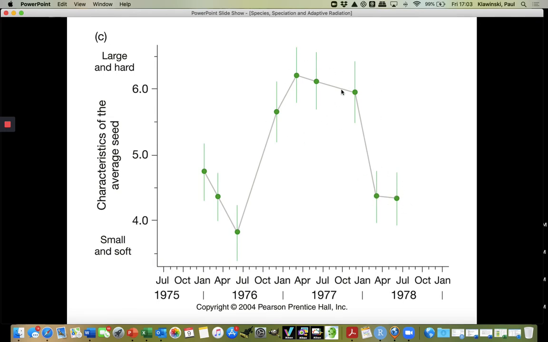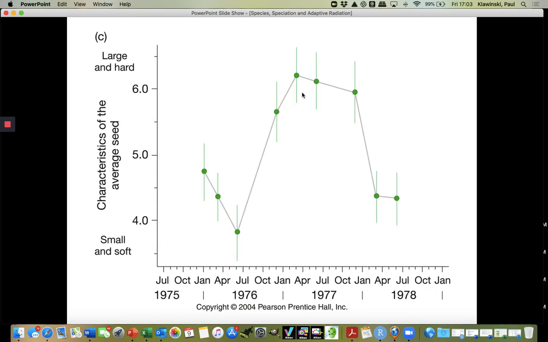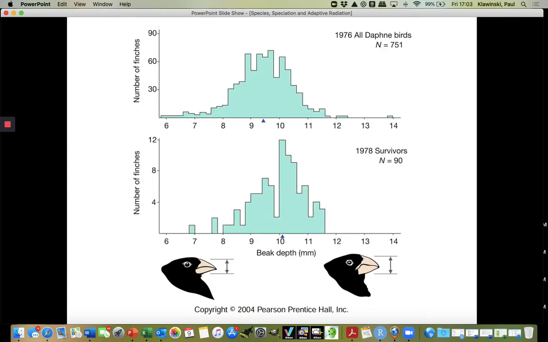But during this time that the population was decreasing, the population of seeds was decreasing, what that meant was that only the hard seeds were left behind. And as a result of this, because you need a big beak in order to crack these large, hard seeds, what you saw was a shift from before the drought in 1976 to after the drought in 1978. There was this evolutionary shift in beak size from a little less than 9.5 to a little bit more than 10. Also look at the numbers.